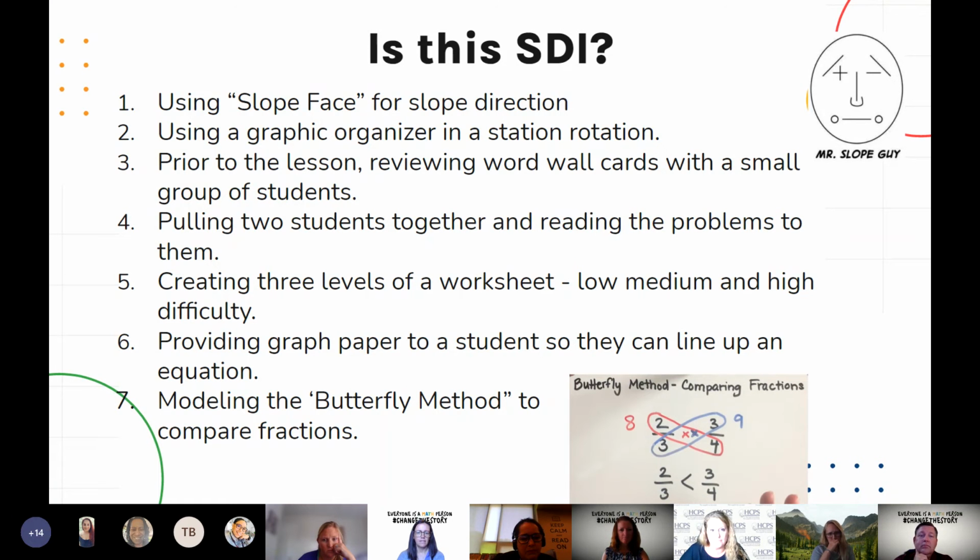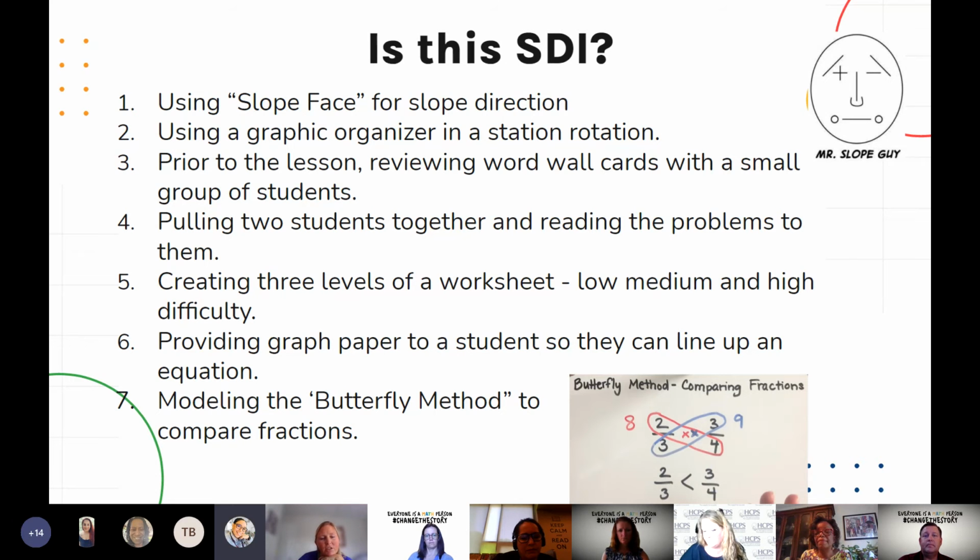I thought it was an accommodation. Might have a reasonable problem. So it was specific to them. Okay, so it's specific to one student. It's not SDI because it's not a strategy that you're using. It's an accommodation to assist them in completing a problem. Very good. That's the difference.